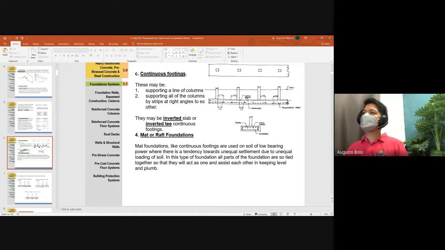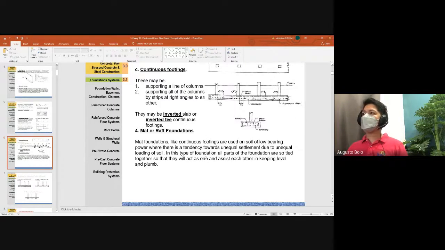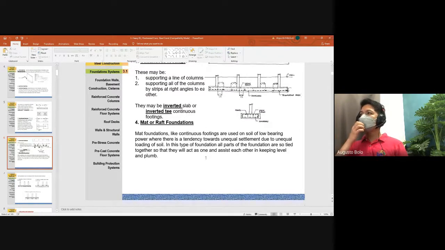And then the mat foundation, like a continuous footing, is used on soils of low bearing power where there is a tendency towards unequal settlement.